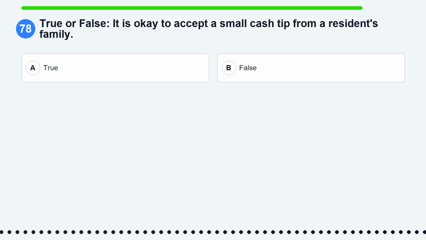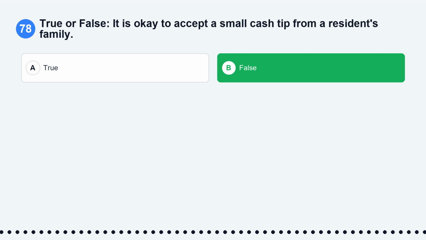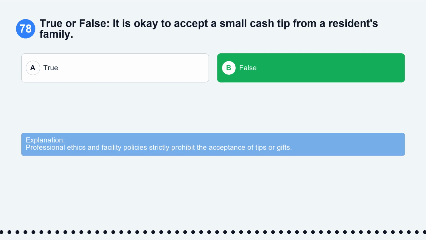Question 78. True or false, it is okay to accept a small cash tip from a resident's family. Option A, true. Option B, false. The correct answer is option B, false. Professional ethics and facility policies strictly prohibit the acceptance of tips or gifts.